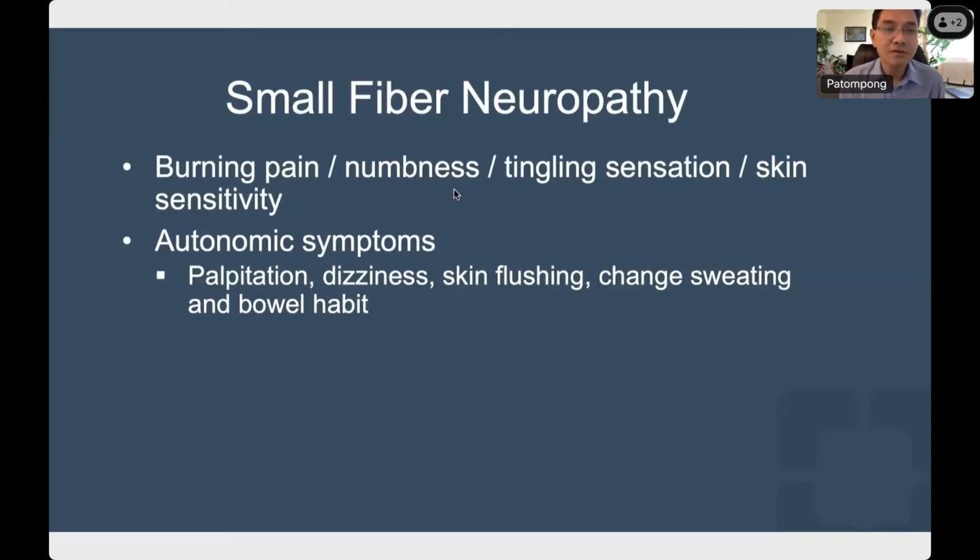In addition to the pain, small fiber neuropathy also affects our autonomic function, because small fiber nerves also have an important role in the control of our autonomic nervous system. So in addition to pain, patients with small fiber neuropathy also tend to describe autonomic symptoms such as palpitation, dizziness, skin flushing, change in their sweat pattern, and also bowel habit change.